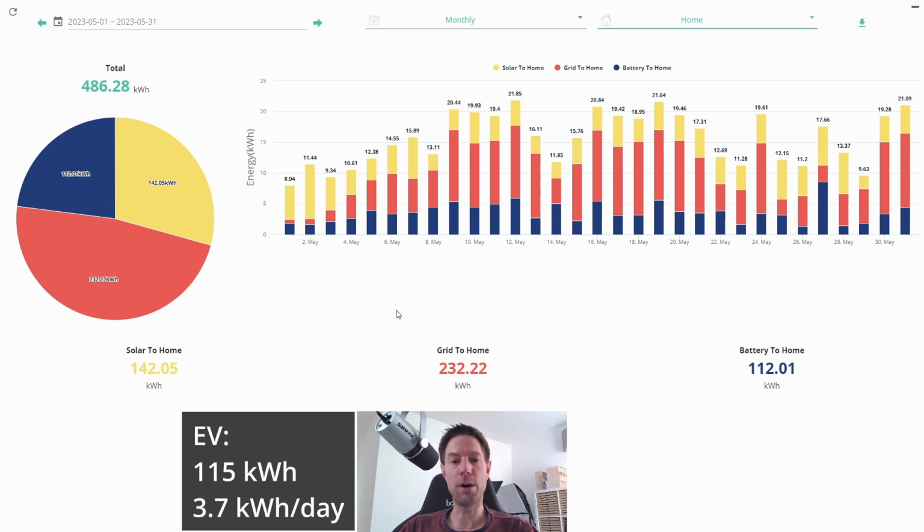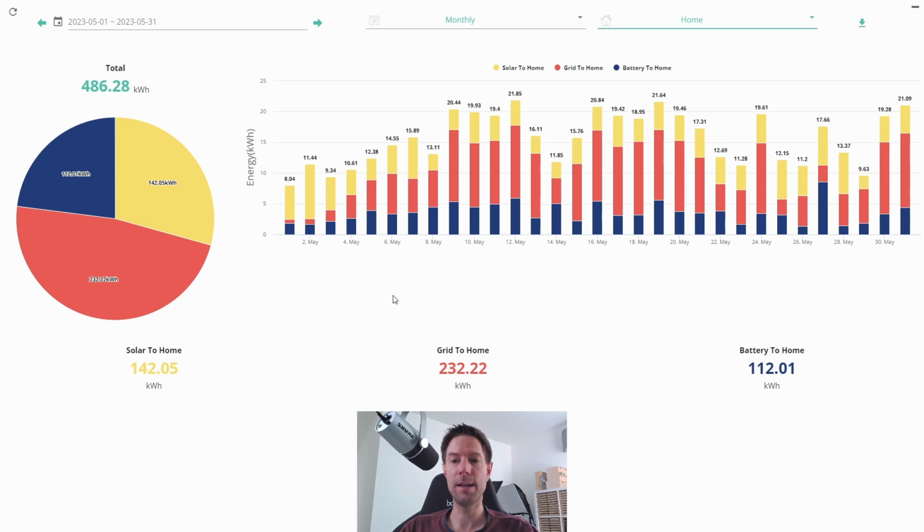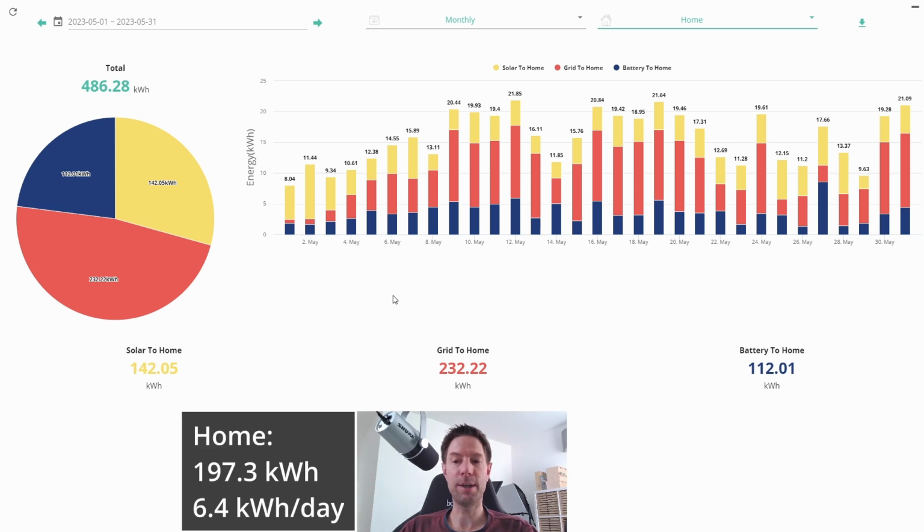Another good chunk is actually our hot water. We're using the immersion heater on a timer, also charging up overnight during the cheap Octopus Flux period. And that amounted to 136 kilowatt hours. So if you take the EV and the hot water away, and also the extra that we charged the battery that we then used to export back to the grid later in the day during the peak period, the total home consumption amounted to about 197 kilowatt hours, which is an average of 6.4 kilowatt hours.